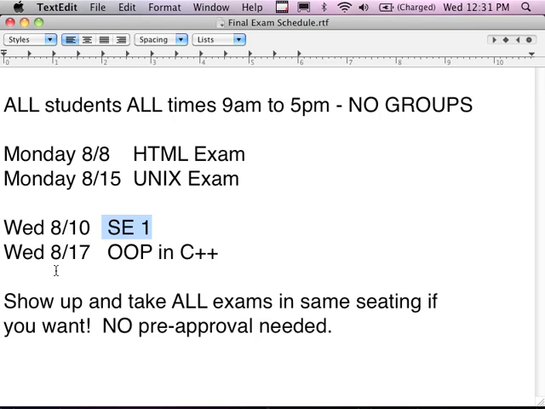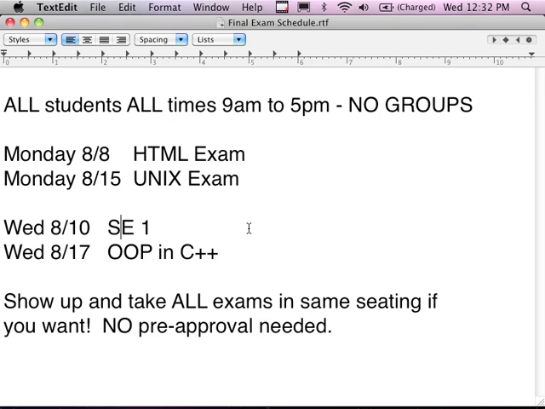I figure because you're here on Wednesdays, you're probably going to be available on Wednesdays. So we don't have class on the 17th because they're taking an exam. So if you want to take it on the 17th, you can take it on the 17th. If you want to follow the schedule, it's probably the preferred way. This is when I'm going to hopefully have my software engineering people show up. It's going to be on 8/10. However, if none of these days work for you, you don't have to get approval ahead of time. Just show up when it does work.